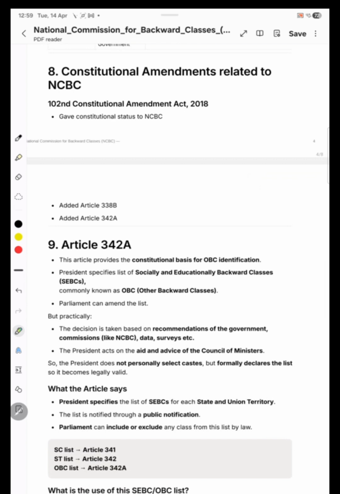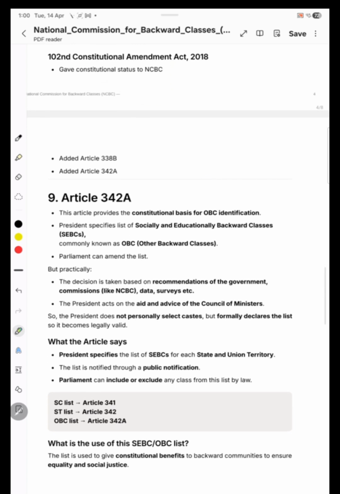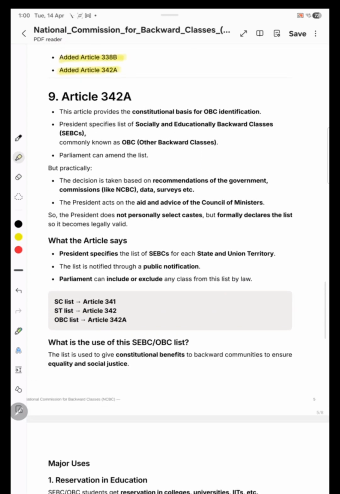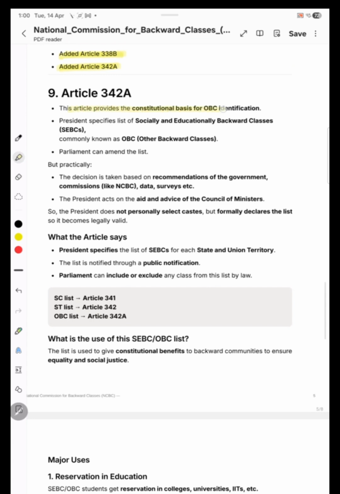Now constitutional amendments which are related to the National Commission for Backward Classes. First is the 102nd Constitutional Amendment Act, which gave constitutional status to this commission. This amendment added 2 articles. It added 338B, which we have seen, and it added one more article, 342A. Let's see what is 342A. This article provides the constitutional basis for OBC identification. The President specifies the list of socially and educationally backward classes, commonly known as Other Backward Classes, right? So basically this provides for the list of OBCs, and Parliament can amend the list. The decision is taken based on the recommendations of the government. Okay, so see here it's written the President specifies the list.